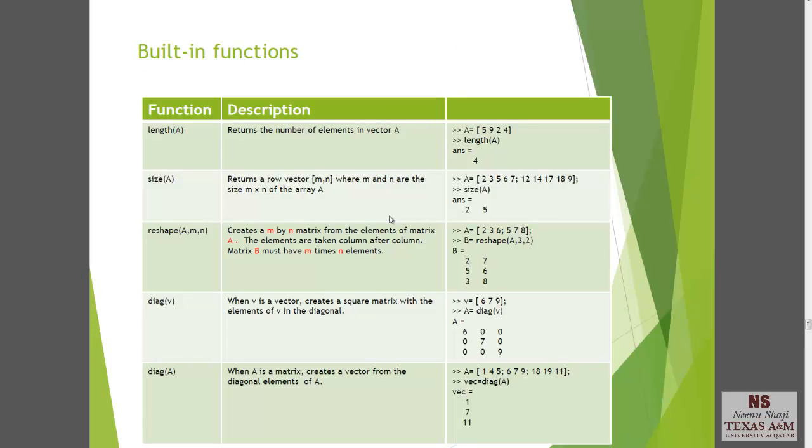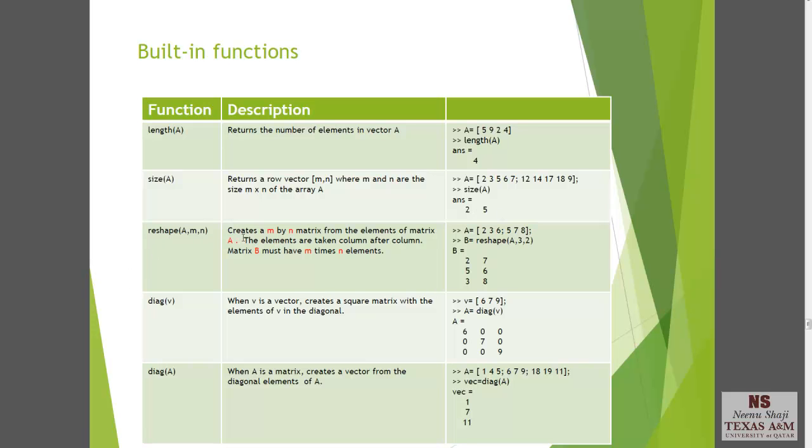These are the built-in functions which you should know. Length of A returns the number of elements in vector A. Size of A returns a row vector m, n, where m and n are the size m by n of the array A. So you have size of A here is 2, 5. That means we have 2 rows and 5 columns.